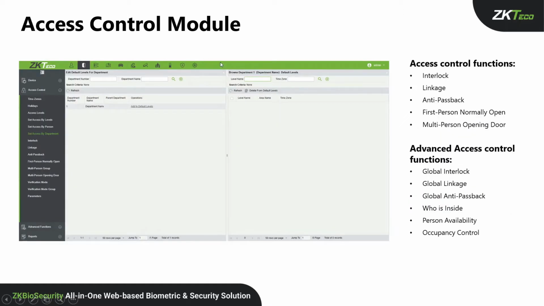In the access control module, it has the following functions: interlock, linkage, anti-passback, first person normally open, and multi-person opening of the door. These are the access control functions. We can also manage globally. For example, if we install devices in multiple locations, we can manage them globally. It also has global interlock, global linkage, global anti-passback, the who-is-inside option, and personnel availability and occupancy control.